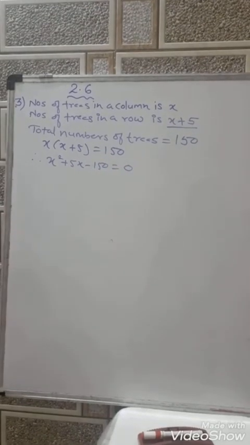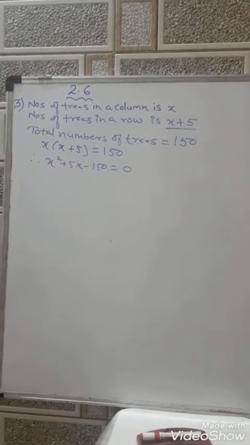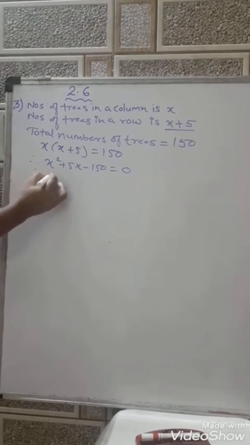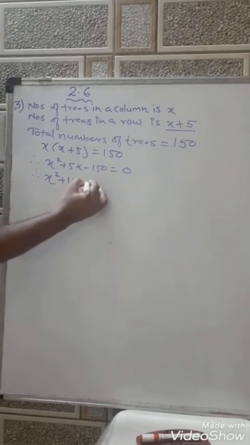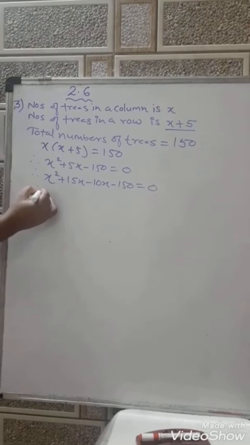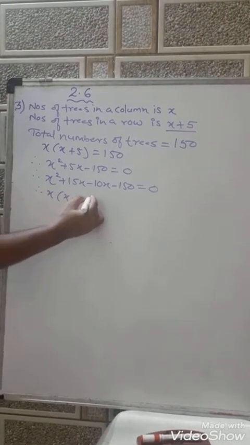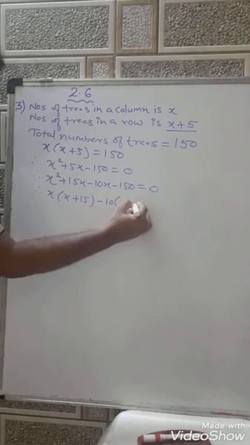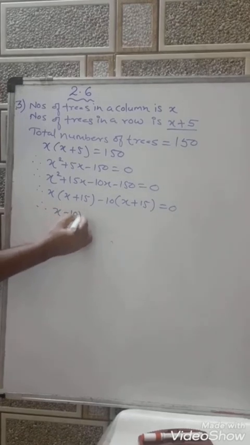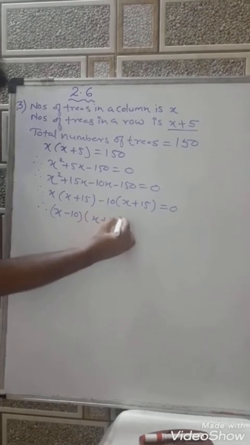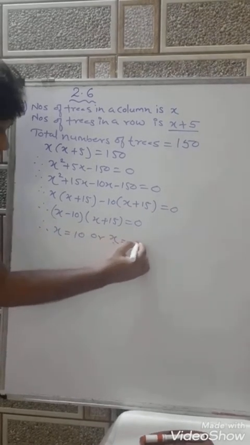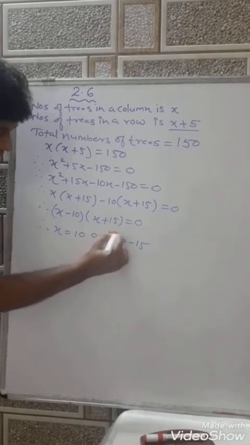Now we know 15 times 10 is 150, and 15 minus 10 gives 5. So here we write x square plus 15x minus 10x minus 150 equals 0. Taking x common, you get x plus 15. Taking 10 common, you get x plus 15, that equals 0. So x minus 10 in one bracket and x plus 15 in the other equals 0. So x equals 10 or x equals minus 15.